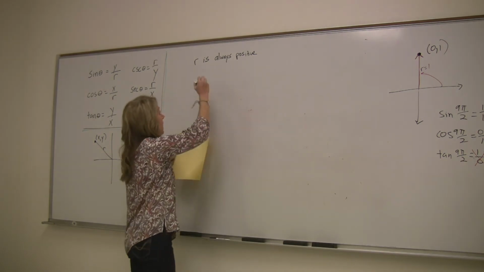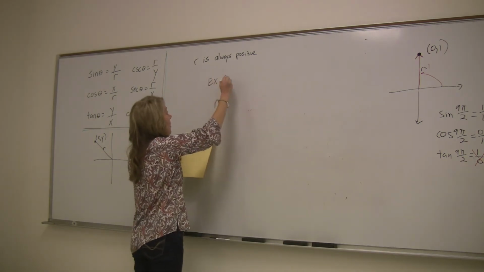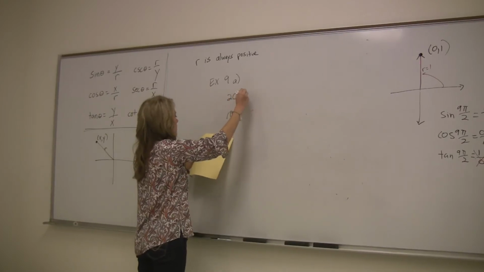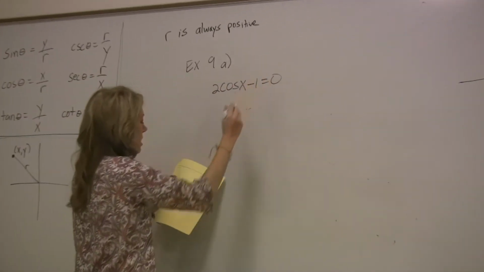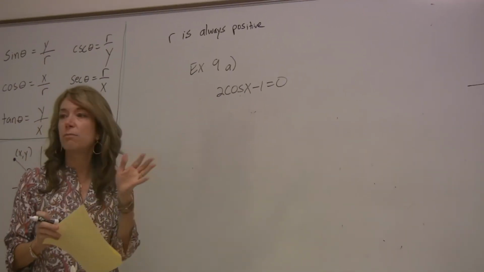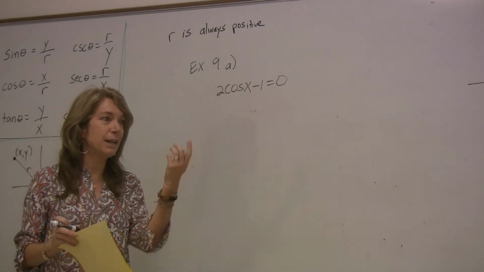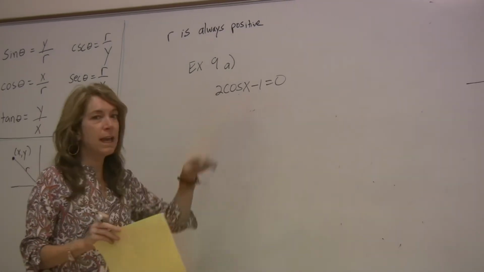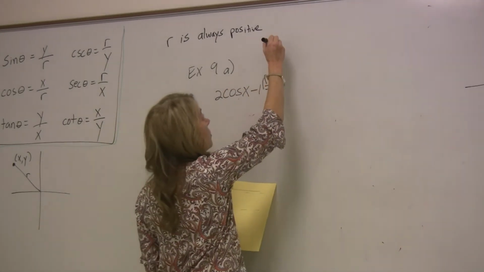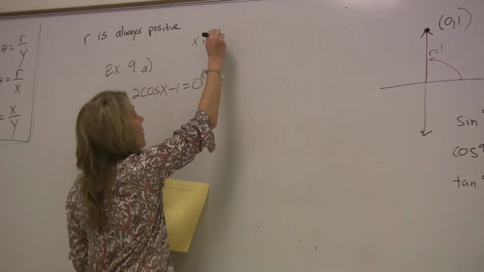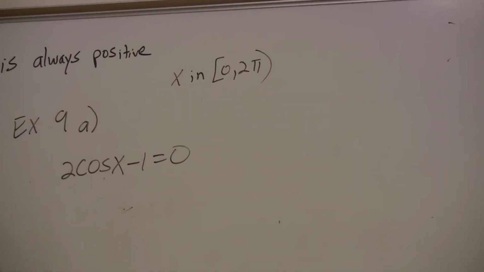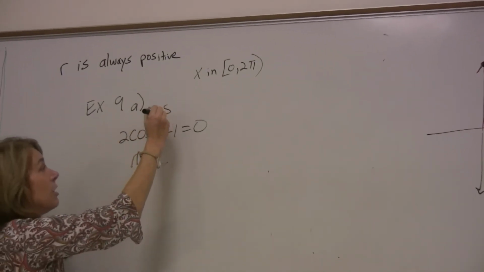So example 9a. This is kind of working backwards, where people start to freeze up. 2 cosine x minus 1 equals 0. The directions are to find all the values of x between 0 and 2π, so you don't need to keep going around and get an infinite number of answers. Find all the angles that make this true within one revolution. So x has to be between 0 and 2π. I'm going to write that down. We don't have my notes. Solve this for x.